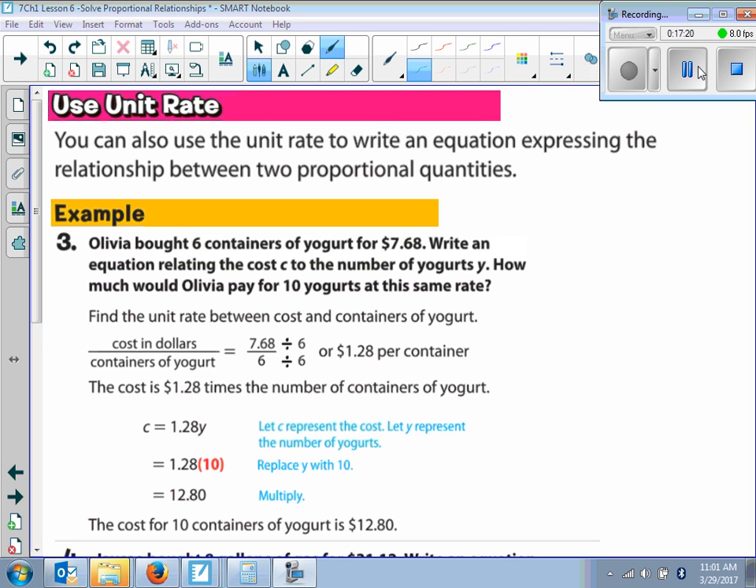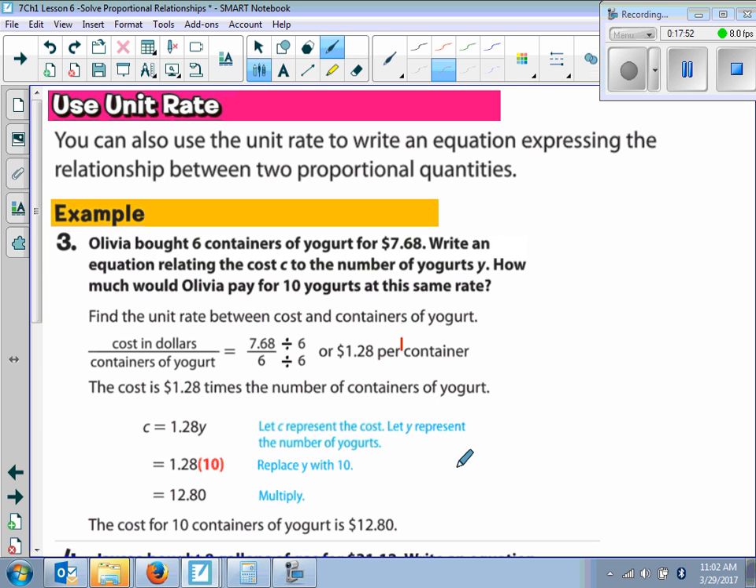So what we're going to do here is write our original rate. So it's cost per yogurts, right? It costs $7.68 for 6 yogurts. What you're going to do is write it as a unit rate. So we're going to divide by 6 in the numerator and the denominator, and we end up with $1.28 for 1 container of yogurt. Is everybody with me?